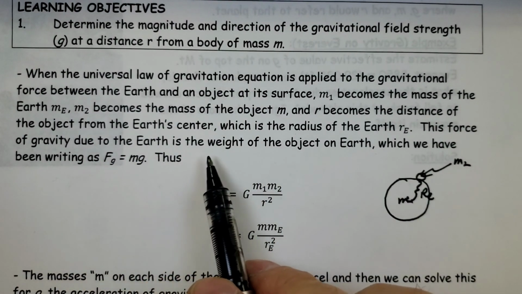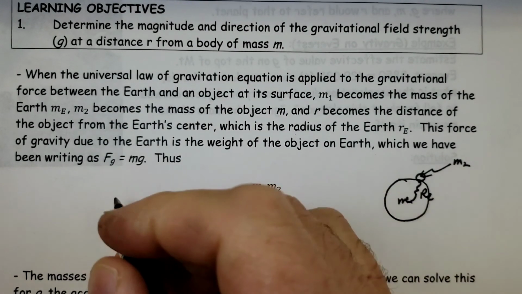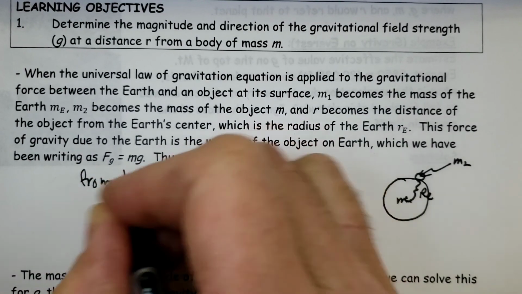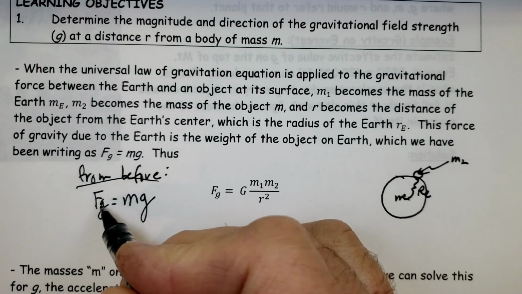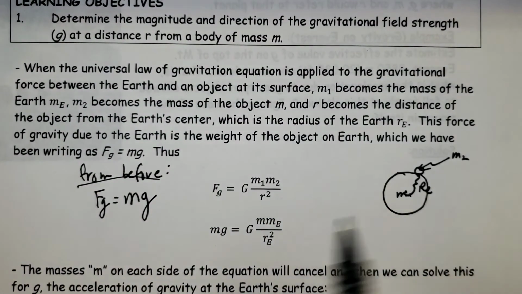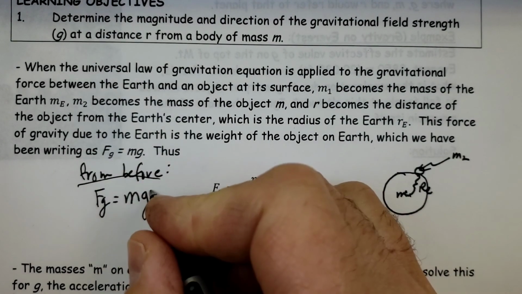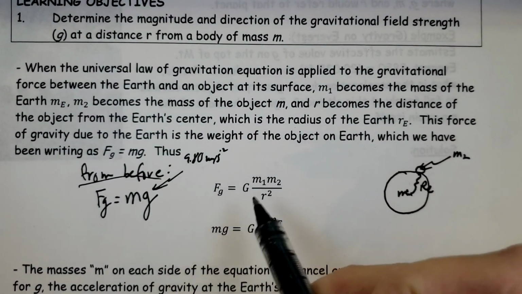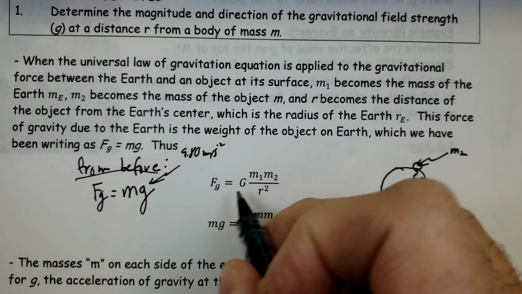This force of gravity to the Earth is the weight of the object on Earth, which can be written as Fg equals mg. So from before, Fg equals mg. So F with the subscript g, force of gravity at the surface of the planet. We did this earlier in an earlier unit, mass times 9.80 meters per second squared. And of course, we have our new way of figuring Fg between any two masses at a certain distance using big G, sorry.